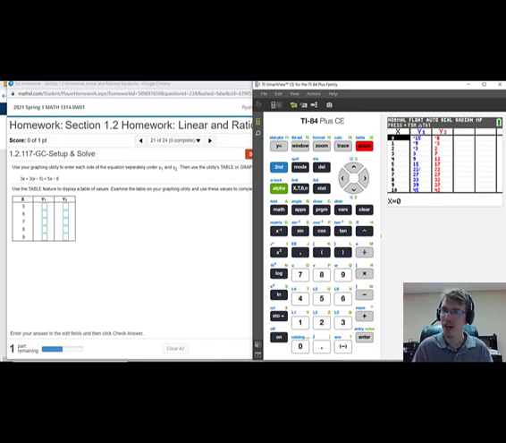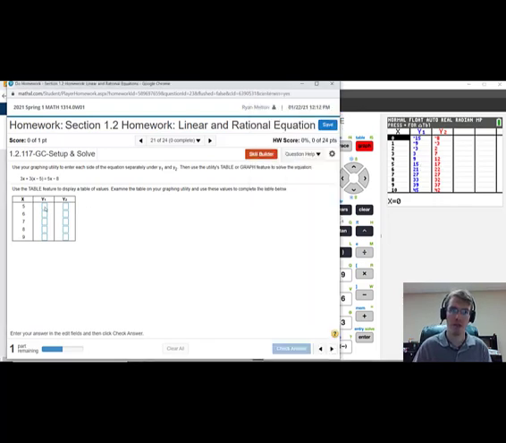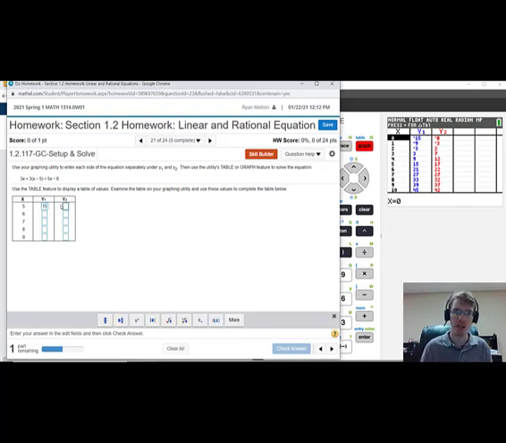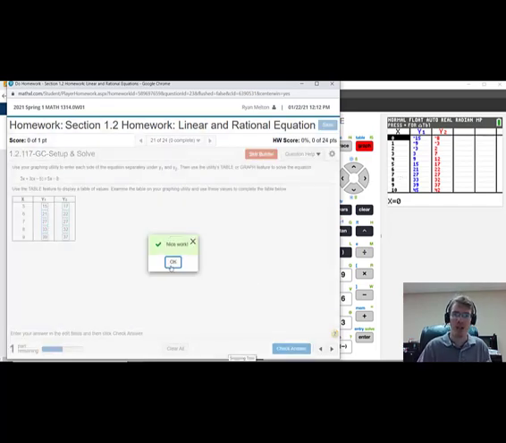So I have 5, and y1 is 15, y2 is 17. So I'm going to type this in: 15, 17. When x is equal to 6, I have 21 and 22. When x is equal to 7, I have 27 and 27. When x is equal to 8, I have 33 and 32. And when x is equal to 9, we have 39 and 37. All right, so I just typed those values in.